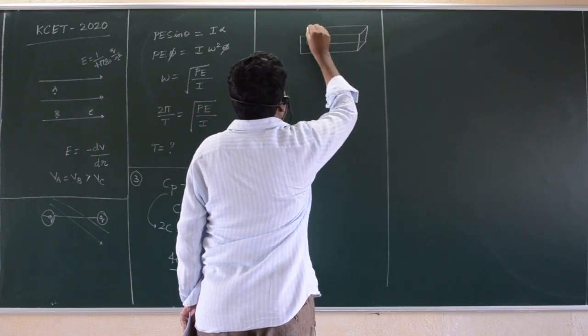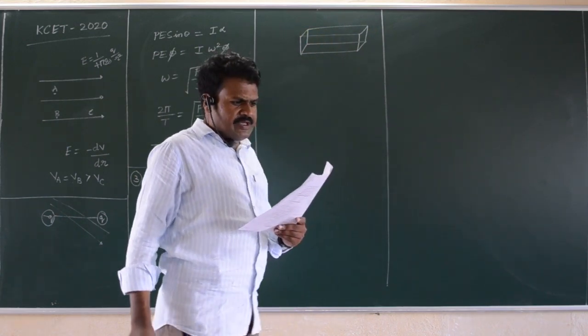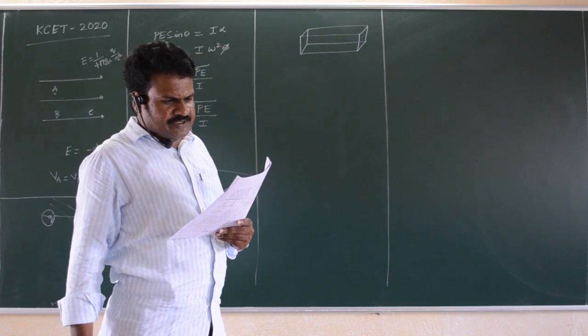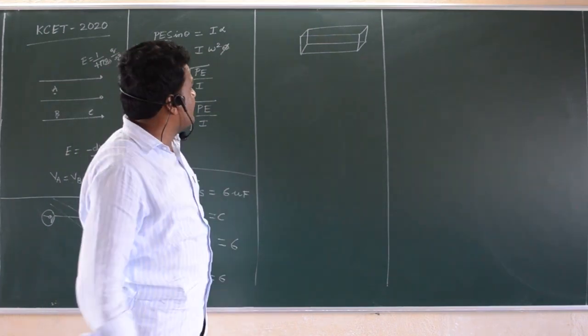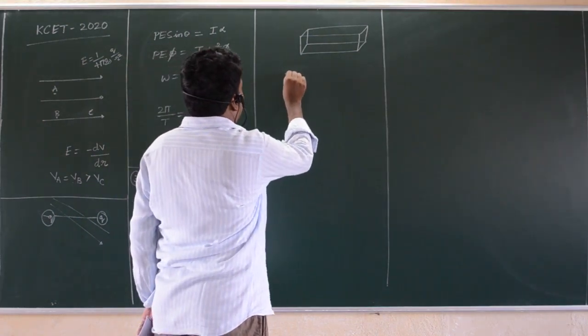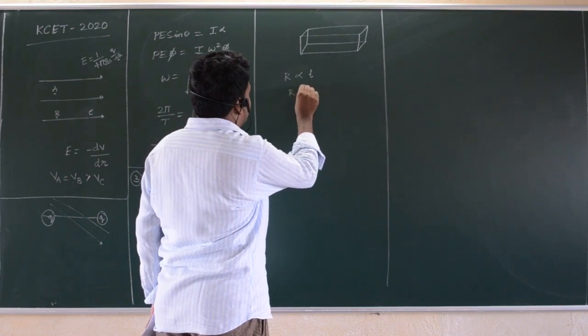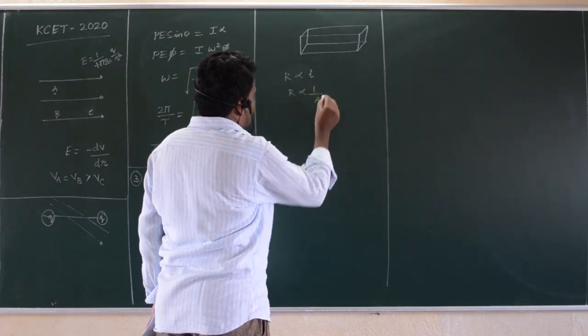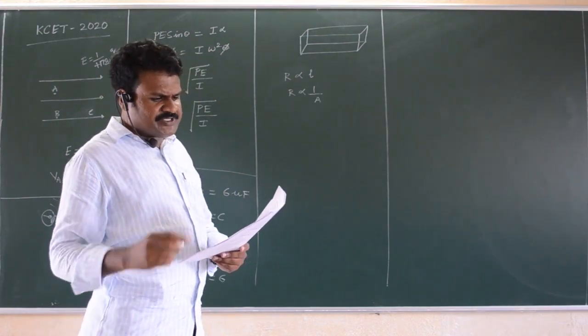There is a wire in the form of a rectangle. In which case will resistance be maximum? Resistance is directly proportional to length and inversely proportional to area of cross section. So you have to select an option where length is maximum. Length is maximum at 10 centimeter.